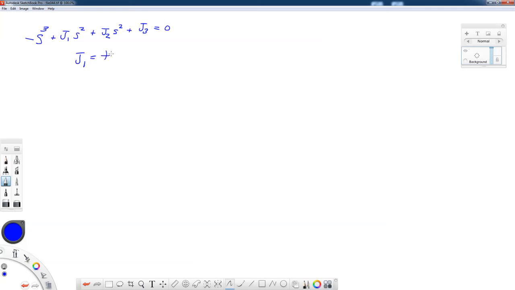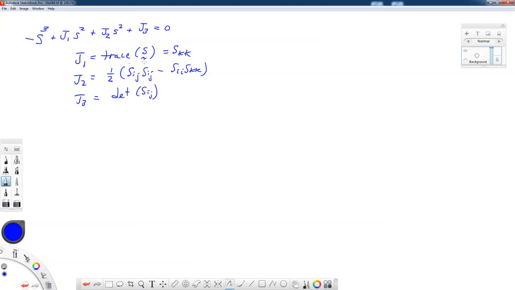J1 is the trace, and these things, for any second order tensor, you have the first invariant being the trace of the tensor, and in this case it's SKK. J2, the second invariant of any tensor, is 1/2 Sij Sij minus 1/2 Sii Skk, if we want to write it that way. And J3 is going to be the determinant of the tensor.